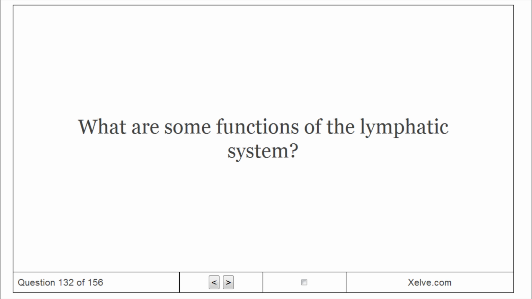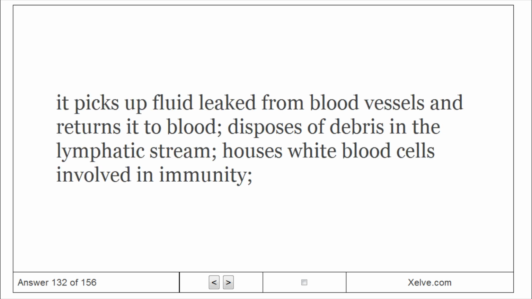What are some functions of the lymphatic system? It picks up fluid leaked from blood vessels and returns it to blood, disposes of debris in the lymphatic stream, houses white blood cells involved in immunity.